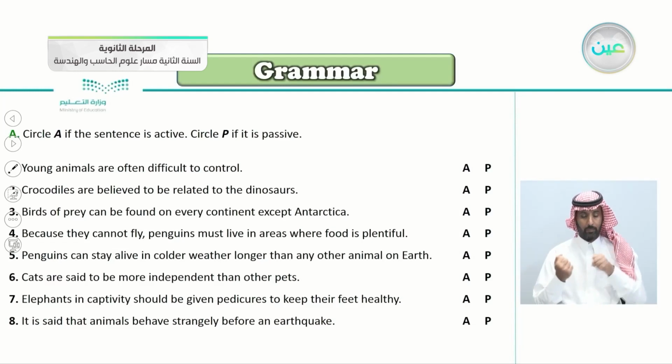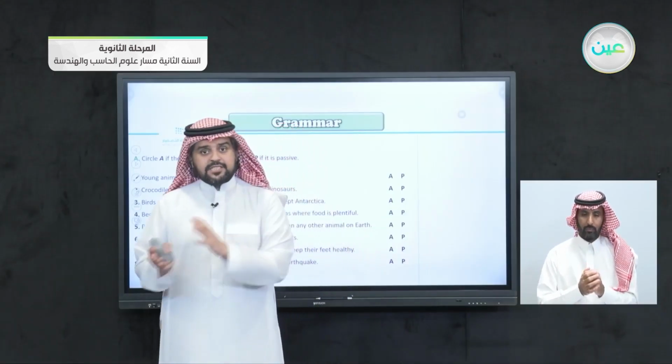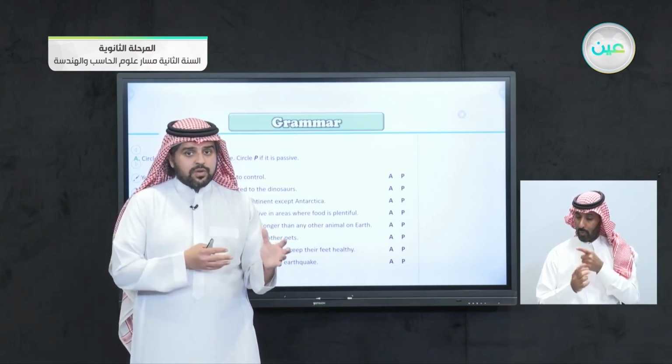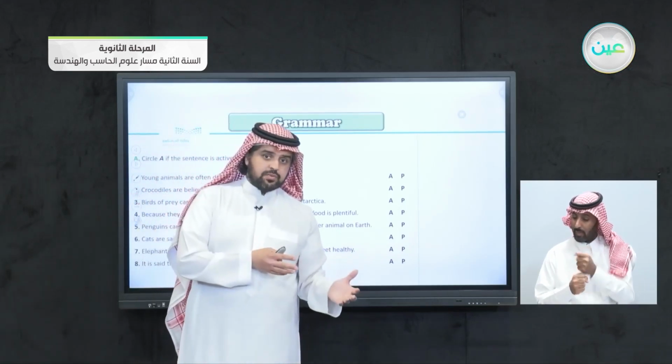Exercise A, circle A if the sentence is active, and P if it is passive. So circle A if it is active and P if it is passive. Young animals are often difficult to control. How can you tell if it's active or passive? If it's passive, it always begins with the object, but the active begins with the subject.